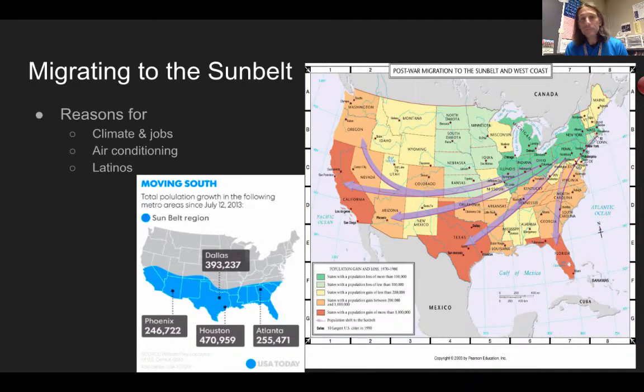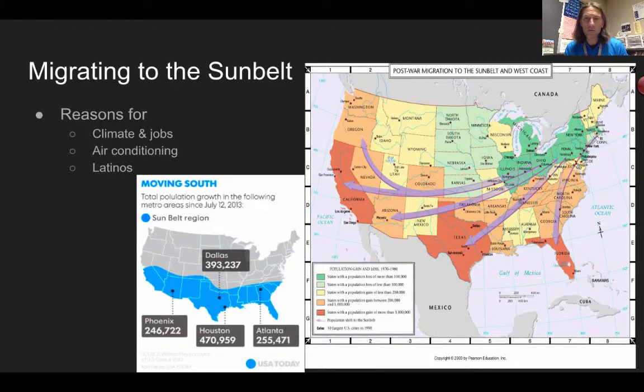When we look at the Sun Belt, this is going to be people moving from the north and the east to the south and the west. When we look at some of the reasons behind it, one is the warmer climate. The other thing is post-World War II, or during the war, and then after World War II, this is the area that's going to see the most expansion in job growth.